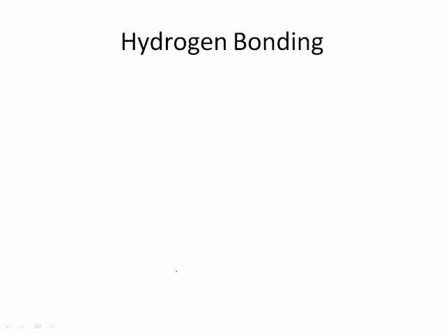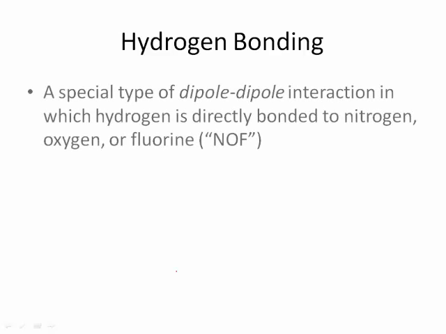The last one that we're going to talk about is hydrogen bonding. Hydrogen bonding is the strongest type of intermolecular force. It's a special type of dipole-dipole interaction in which hydrogen is directly bonded to either nitrogen, oxygen, or fluorine. We call that NOF, so a good way to remember that is just NOF. So hydrogen bonding is between NOF: nitrogens, oxygens, or fluorines.